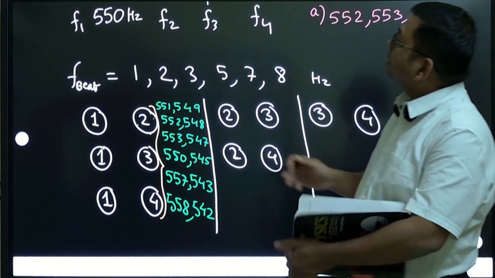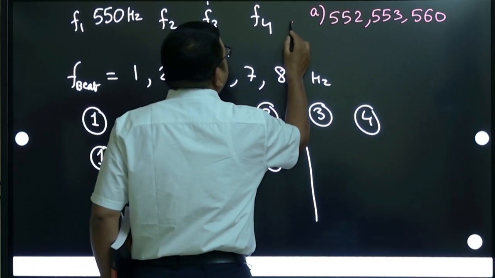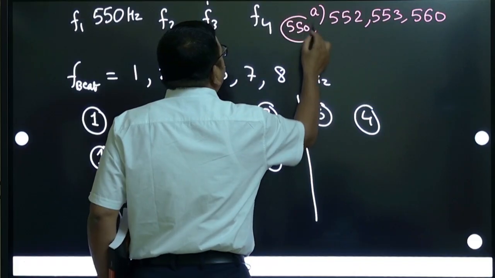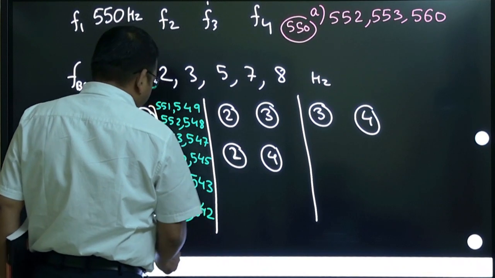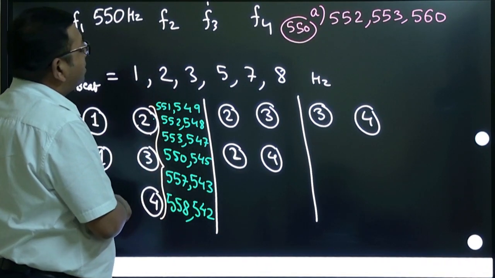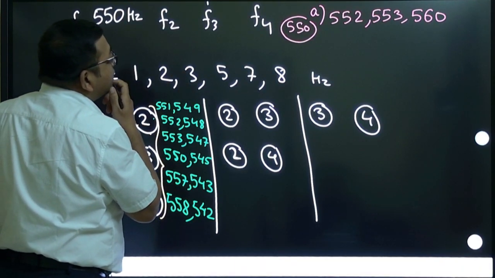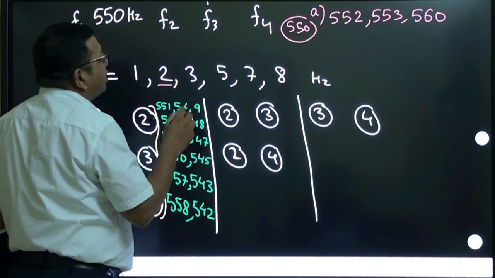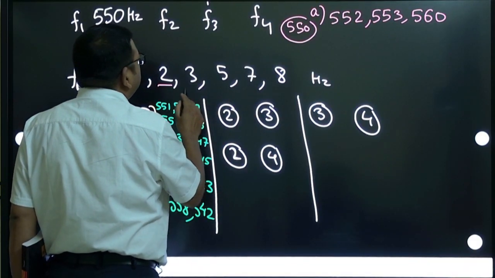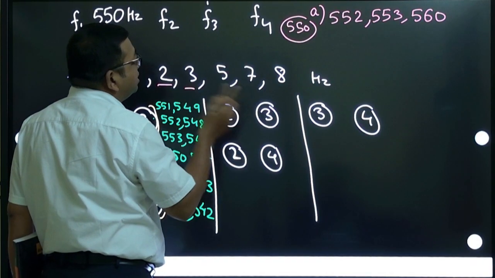So one of them is 550, right? So with 550, can it show all these possibilities? 1 2 3 5 7 8. So you need to find these differences, correct? So take difference of 1 and 2. 1 and 2 will give 2. 2 is there. Okay, the 1 and this next 3, 5, 5, 3 is also there. 6 is not there, right?